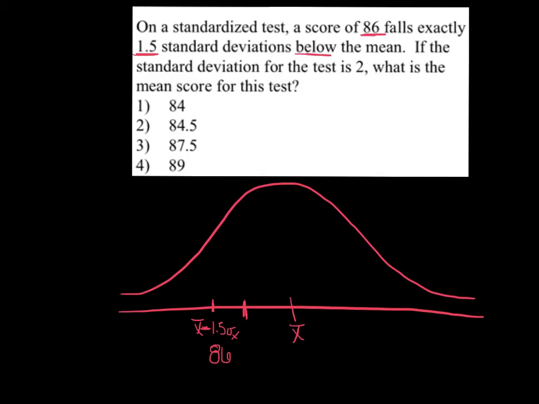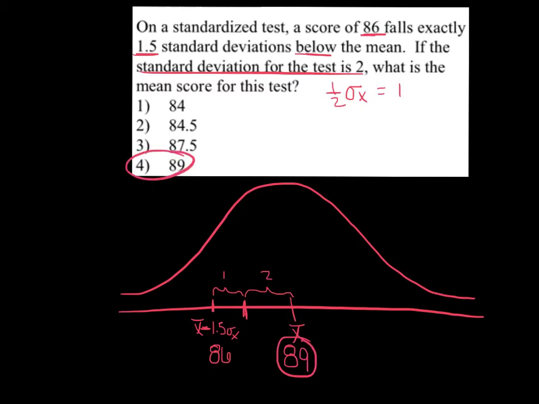But anyway, the standard deviation they said was 2. So guess what? Half of a standard deviation would be 1 unit. So the gap from there to there is 1 unit. But then the gap from here all the way to the mean is back to a full standard deviation, which is 2 units. That's a grand total of 3 units. And if I do 86 plus 3, I'll end up with 89 for the mean. So hopefully, if you have to replay that one, that's not a bad one to replay, because that half standard deviation makes things a little more tricky.